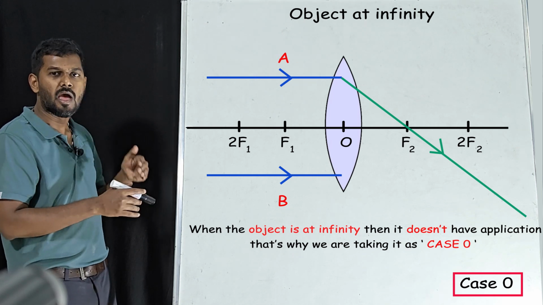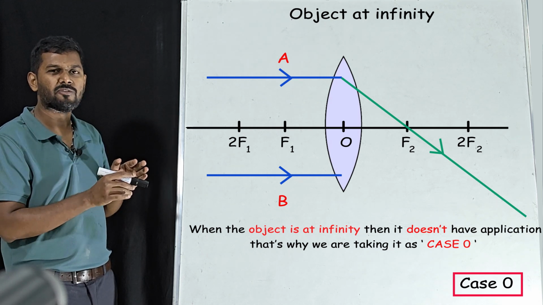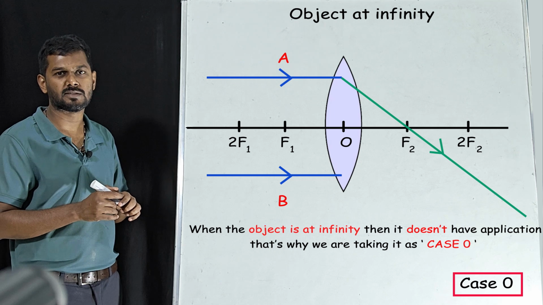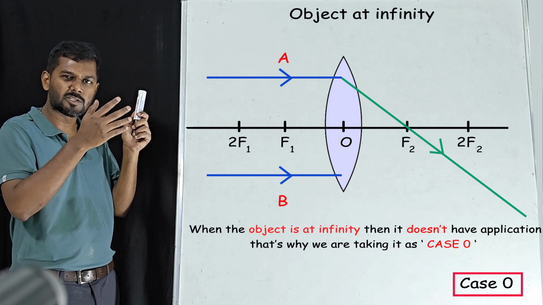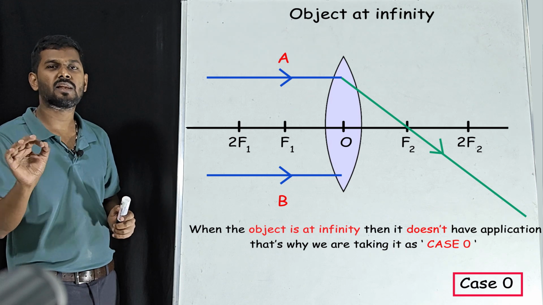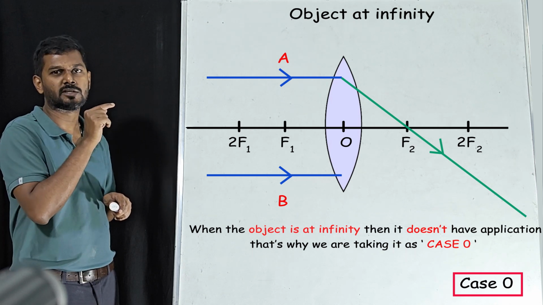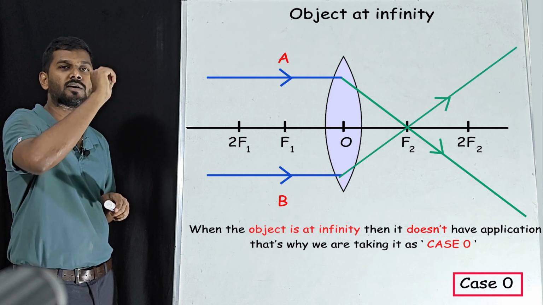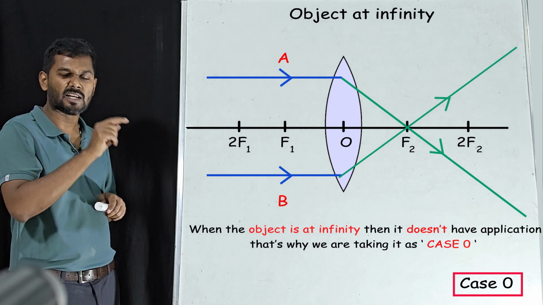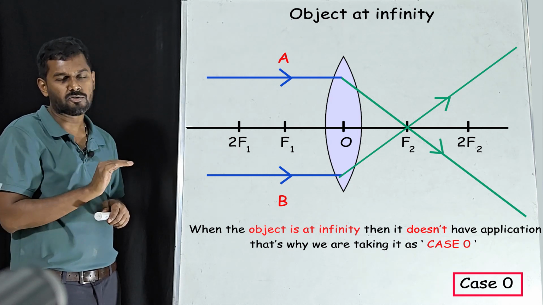In the same way, ray B is also parallel to the principal axis. The only difference is it is below the principal axis, correct? Whether it is below or above the principal axis, the important thing is whether it is parallel or not parallel. It is parallel, right? So after refraction, it is also going to pass through the principal axis, that is nothing but at F2 only. It is going to pass through F2.